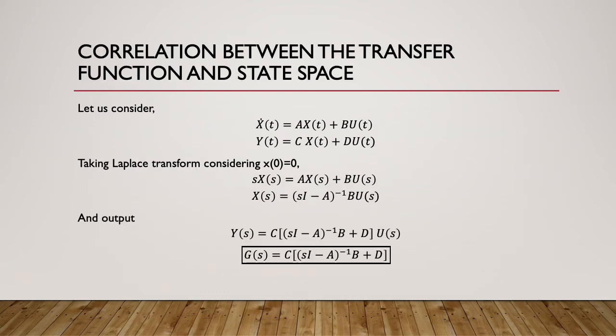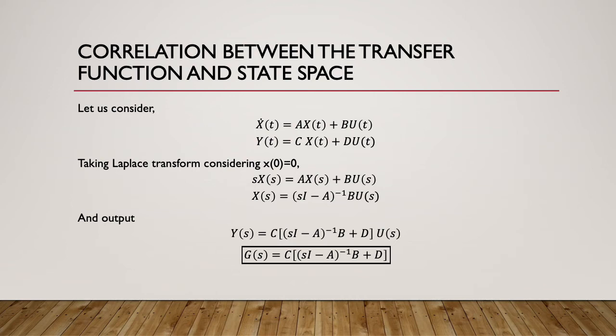Now we come to the correlation between transfer function design and state space analysis. Let's say we have a state space equation like this: x dot (t) equals Ax(t) plus Bu(t) and y(t) equals Cx(t) plus Du(t). Now if we take the Laplace transform, since we are converting this state space equation into a transfer function, we will consider the initial condition to be 0, so x(0) equals 0. The Laplace transform of this equation can be represented like this.